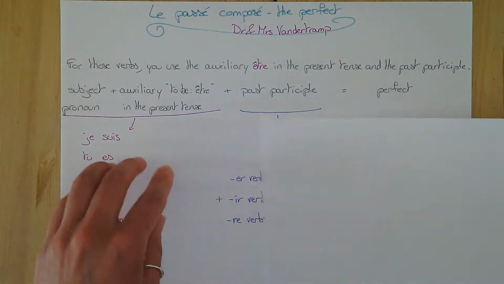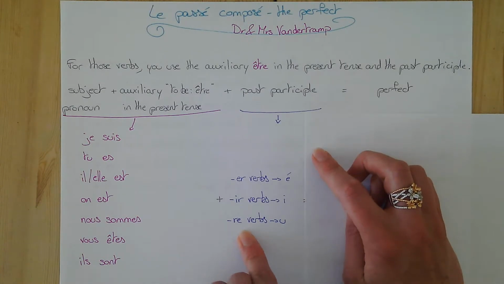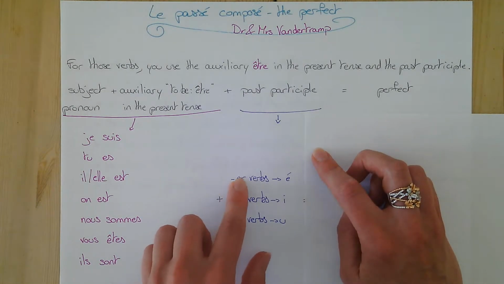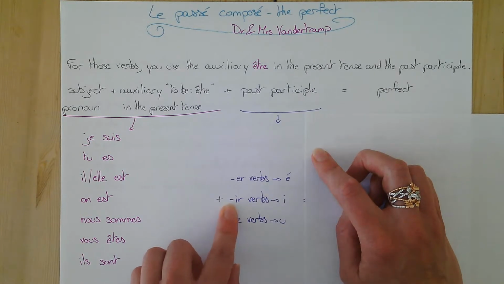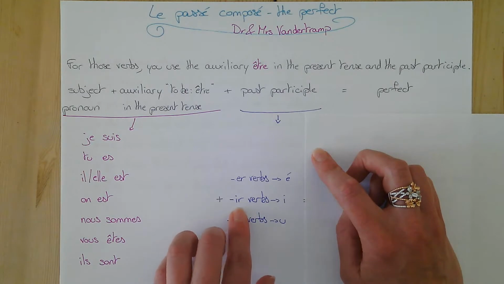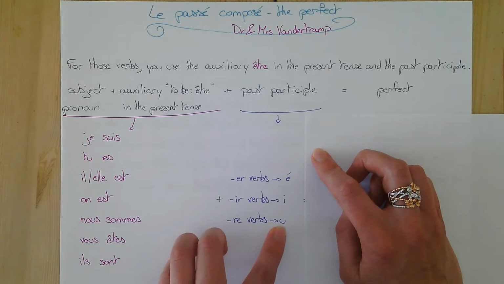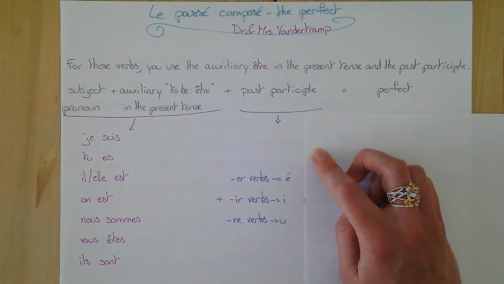Good news, the past participle is still formed the same way. So for ER verbs, take off the ER, put an E accent instead. For IR verbs, take off the IR, put an I instead. And for RE verbs, take off the RE and put a U instead. This you should know by now if you're reaching that video.